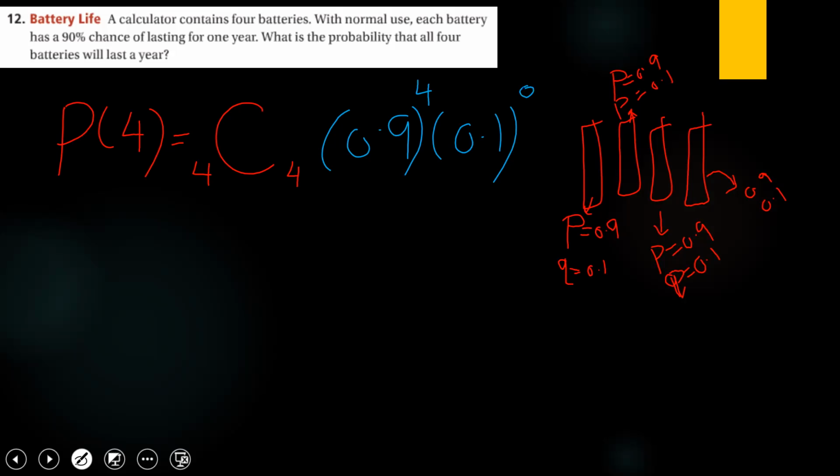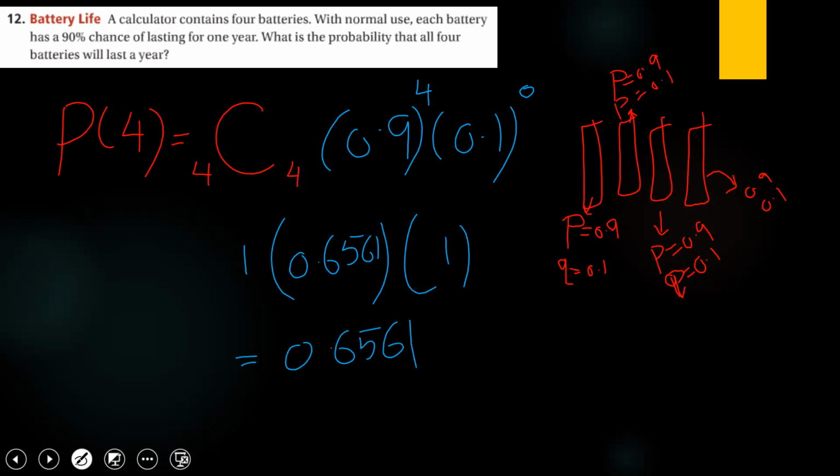Teacher, anything to the power 0 is 1, right? Yes. So now let's find, the combination of 4 from 4, which is 1, times 0.1 to the power 0 is 1, and 0.9 to the power 4 is 0.6561. So the probability that all 4 batteries will last a year is 0.6561, or about 65%.